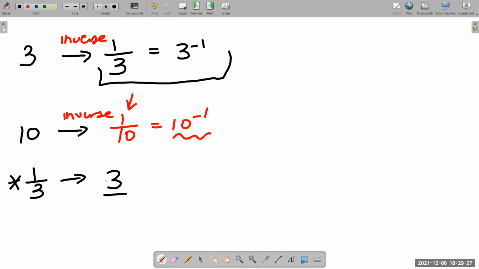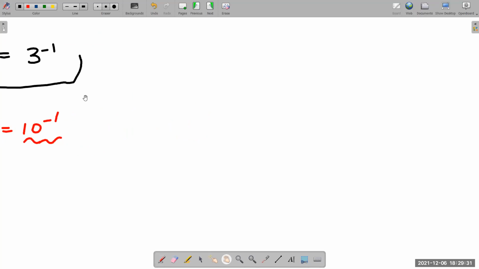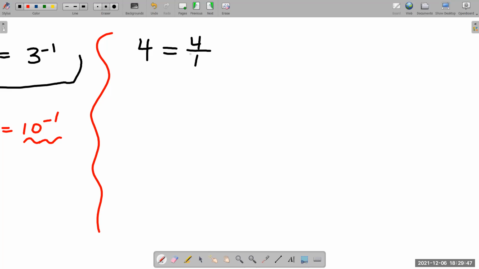Okay, so let's look at some examples. Let me explain to you why, because I think it's more important to understand why. If I give you a whole number, let's look at 4. How do I write 4 as a fraction? It's a whole number, right? How do I write it as a fraction? 4/1. Agreed?